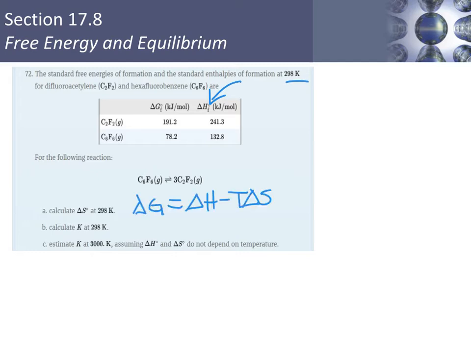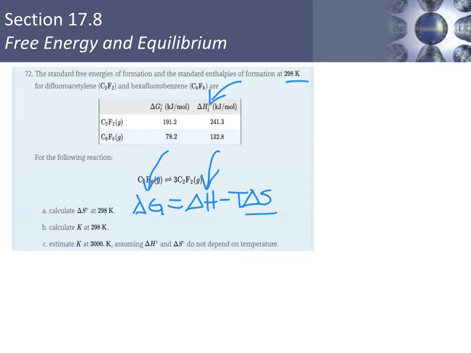First, to solve for delta S, the entropy change, we can use the equation that we've been working with, delta G equals delta H minus T delta S. We can use our free energies of formation and our heats of formation to come up with our values for delta G and delta H.